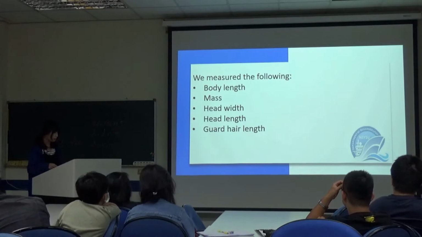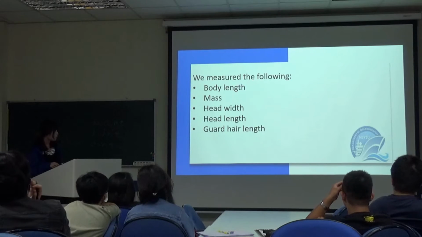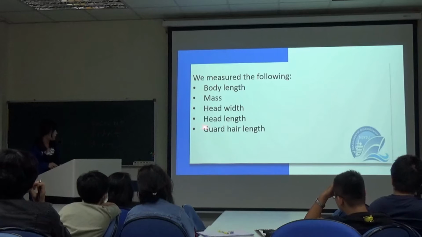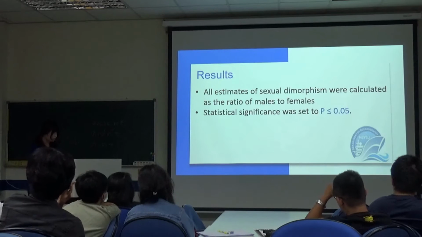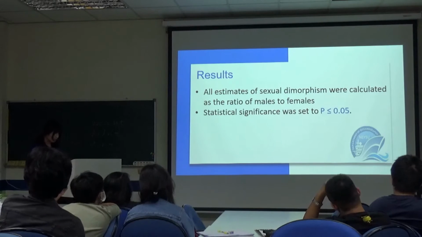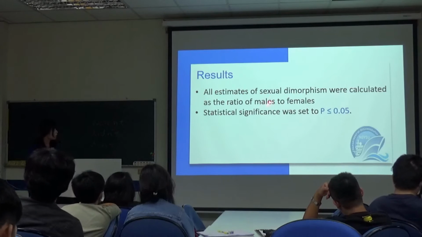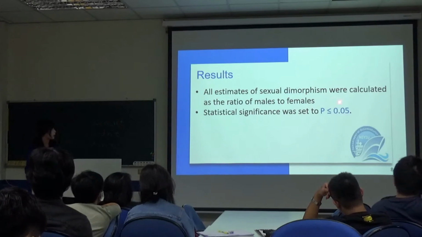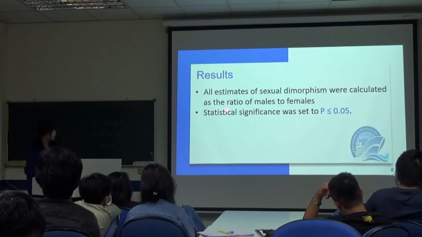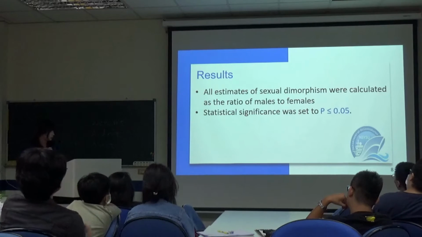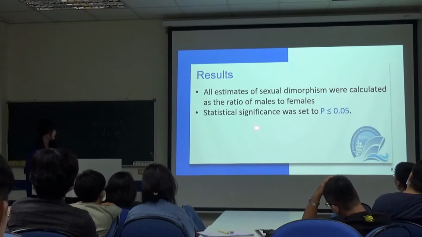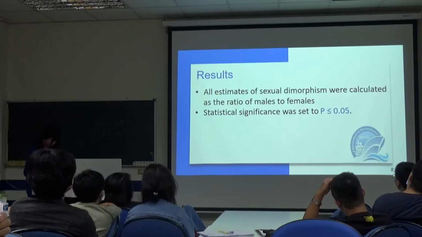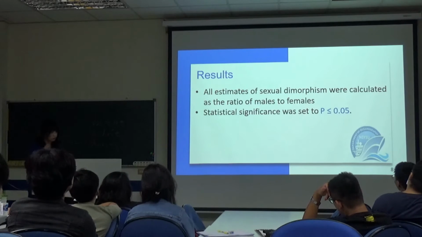We measured the following: body length, mass, head width, head length, and foreleg gray hair length. All estimates of sexual dimorphism were calculated as the ratio of males to females. Statistical significance was set to P less than or equal to 0.05.